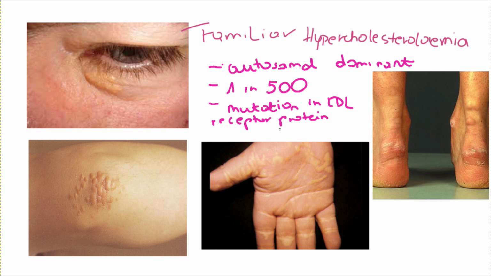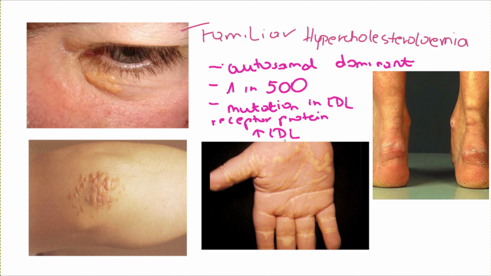When there is this mutation, it means that there is a smaller number of properly functioning LDL receptor proteins on the hepatocyte surface. In other words, less LDL can be taken up by hepatocytes because of defective receptors. As a result, you will see an increased level of LDL in the bloodstream.